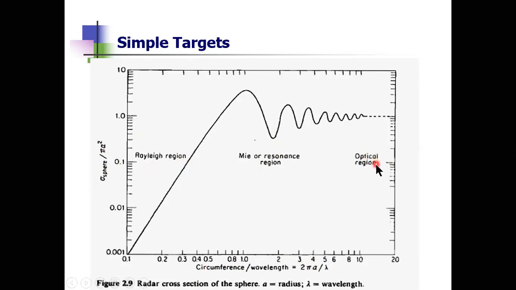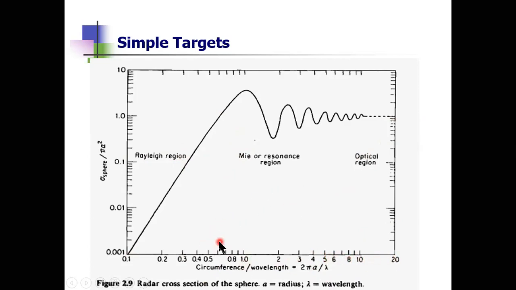So first let us see what these regions are. In the Rayleigh region, this 2 pi a by lambda is the circumference by wavelength. What is a? A is the radius, okay? And lambda is the wavelength. Now this 2 pi a by lambda in the Rayleigh region is much lesser than 1, right? You can see that this is lesser than. And in the optical region, 2 pi a by lambda is much greater than 1. Okay, so that's the main difference.